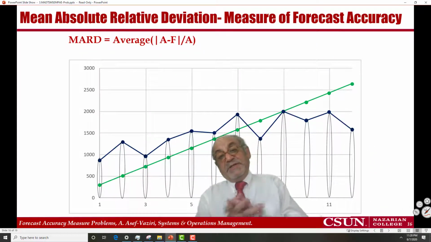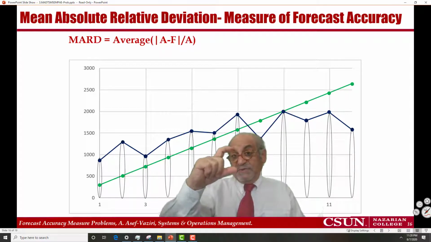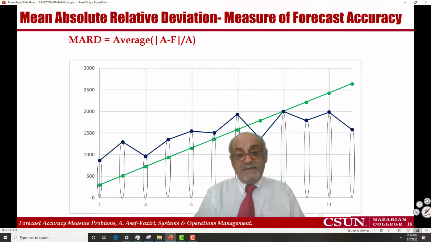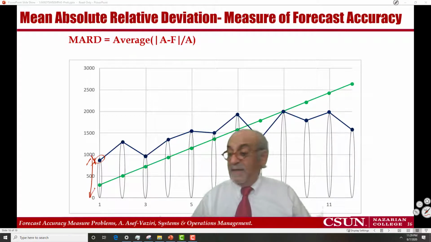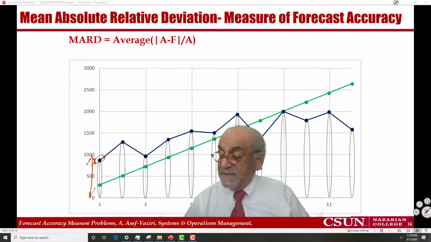The next measure that I talk about is similar to MAD, mean absolute deviation, but the difference is it finds the absolute value of the gap with respect to what we have observed in reality. So for example, in the first period, this is our actual data. The gap between actual and forecast is this much. So it divides this height by this height.